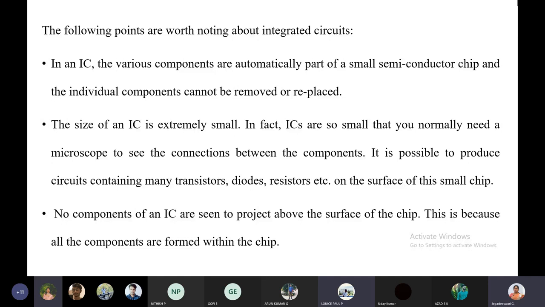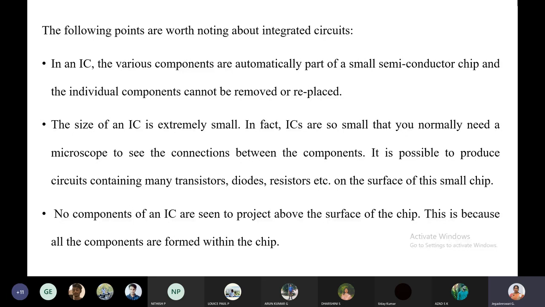Ma'am, in an IC, the various components are automatically part of a small semiconductor chip, and the individual component cannot be removed or replaced. Yes, what is the meaning of this? What do you understand by these points? Once the components are placed under a chip, it cannot be replaced or removed. Yeah, that is the main thing.